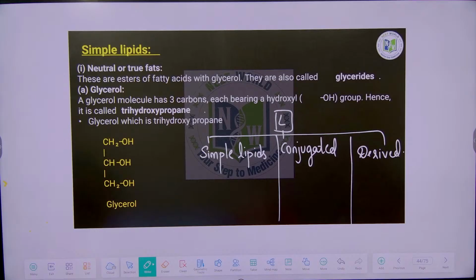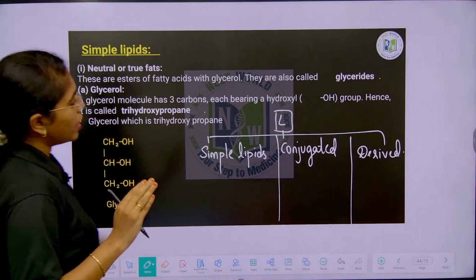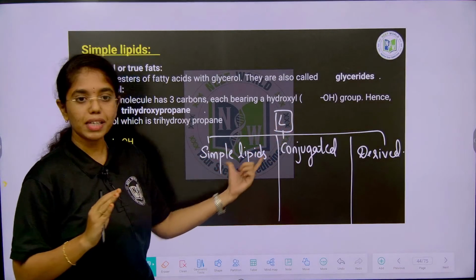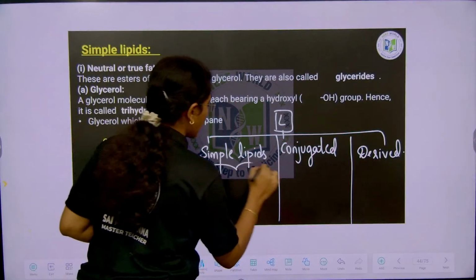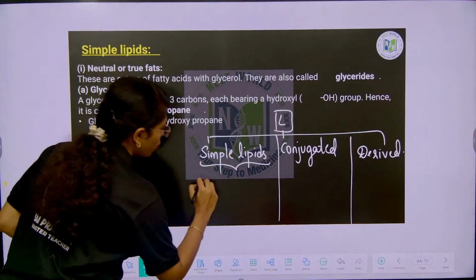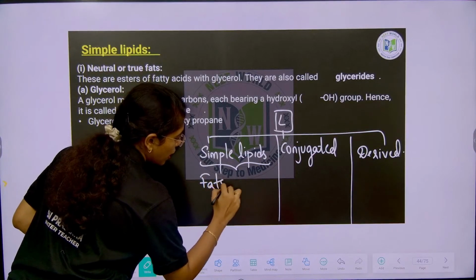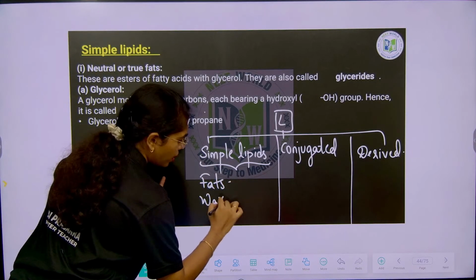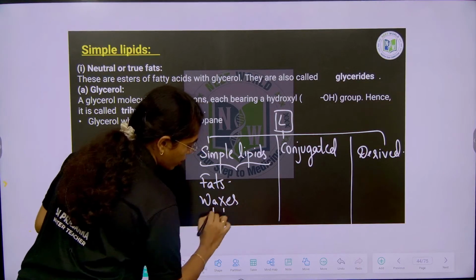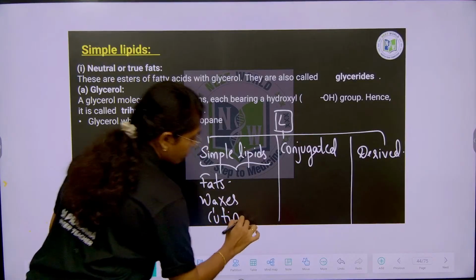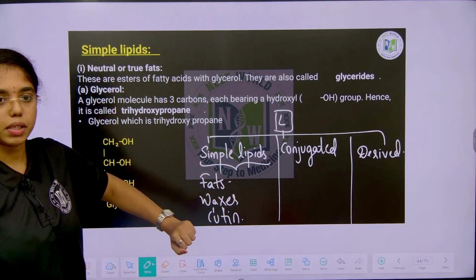Listen carefully. Lipids are of what types? Simple lipids, conjugated lipids, derived lipids. Simple lipids can be true fats, waxes, or cutin. Don't take all this down, it's not required, it's only for your idea. These are some types of simple lipids.